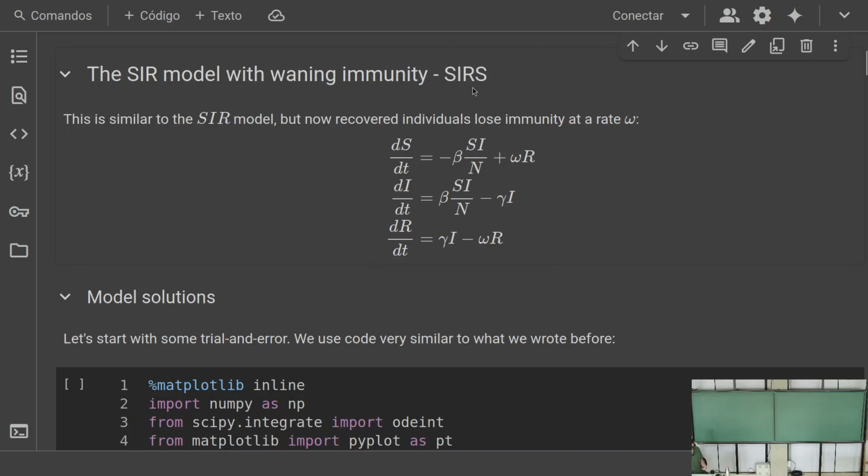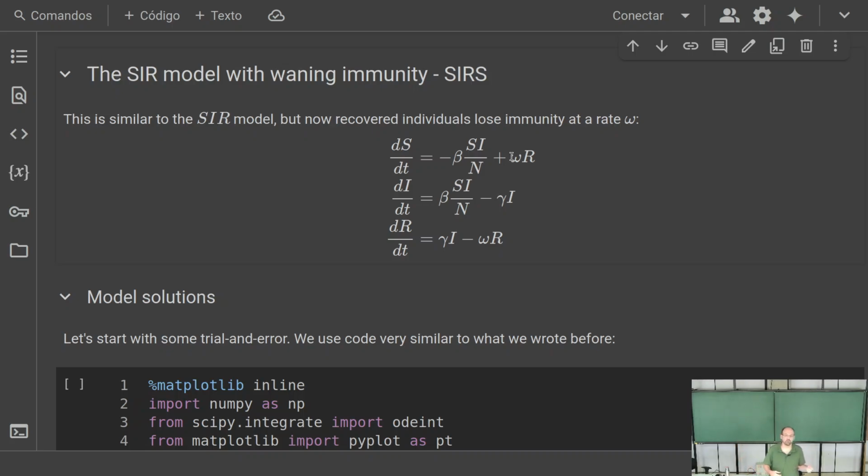But this means that recovered people, you see that this is very similar to the SIR model, but there are two extra terms here, right? So there's this term here, and this term here. What does this mean? It means that people that have recovered, that is, they are immune, lose that immunity and become susceptible again. So this is one way to model waning immunity, or loss of immunity.